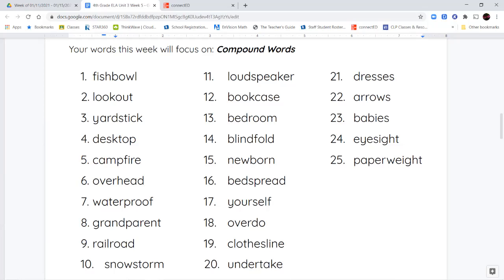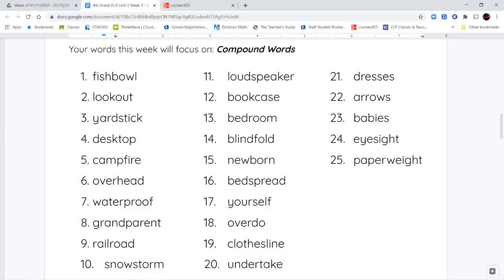So our words this week are fishbowl, lookout, yardstick, desktop, campfire, overhead, waterproof, grandparent, railroad, snowstorm, loudspeaker, bookcase, bedroom, blindfold, newborn, bedspread, yourself, overdue, clothesline, undertake, dresses, arrows, babies, eyesight, and paperweight.